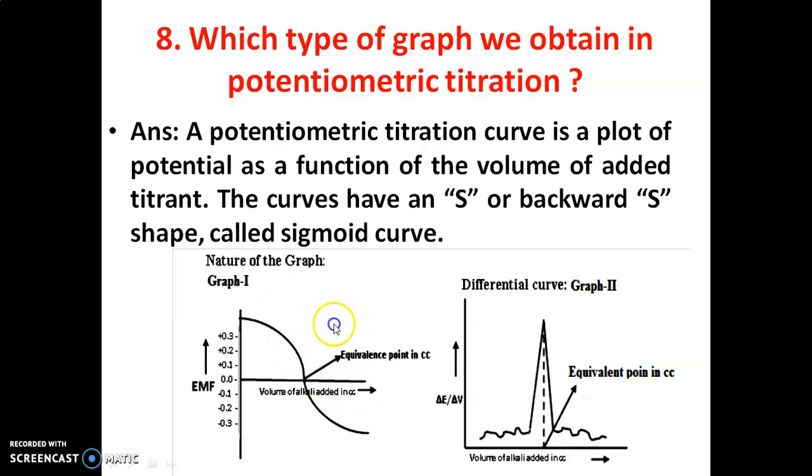It is called the rough graph. This is called the differential graph, or fine graph. EMF versus volume of alkali added gives a sigmoid curve, the rough graph. Delta E divided by delta V versus volume of alkali added gives the differential graph or fine graph. By using this differential graph we are finding the equivalence point. It gives accurate results.